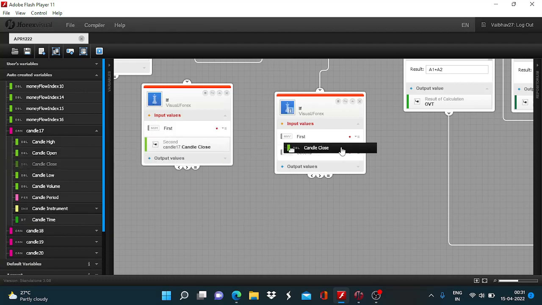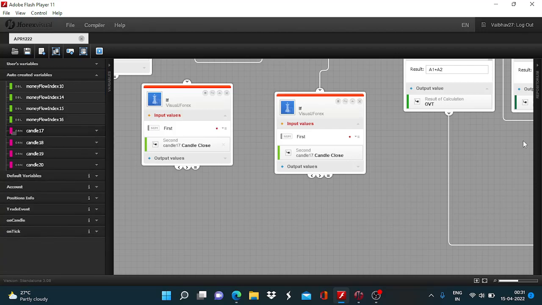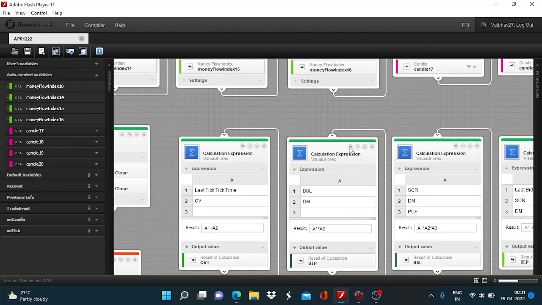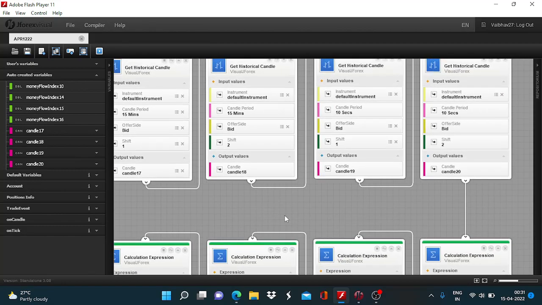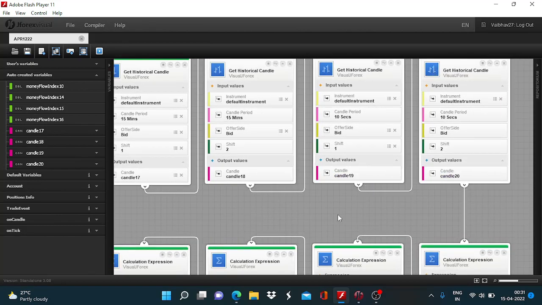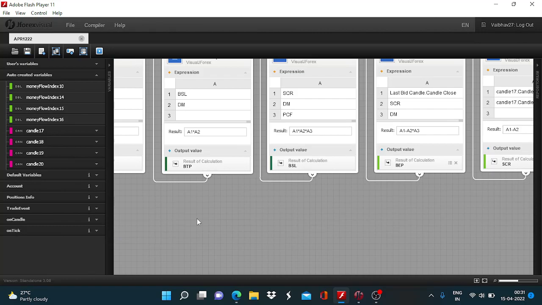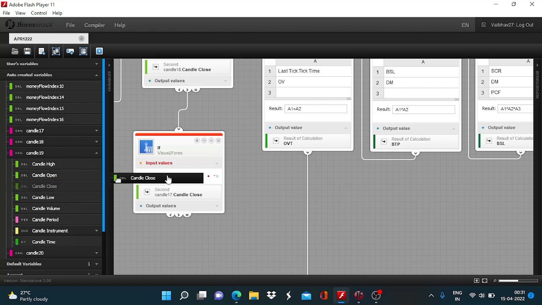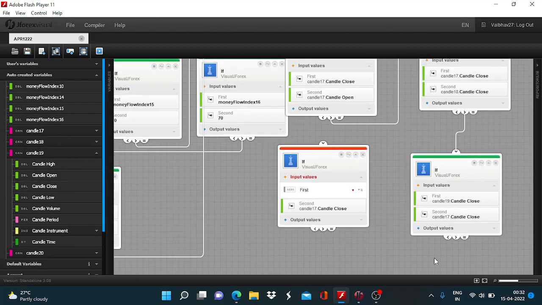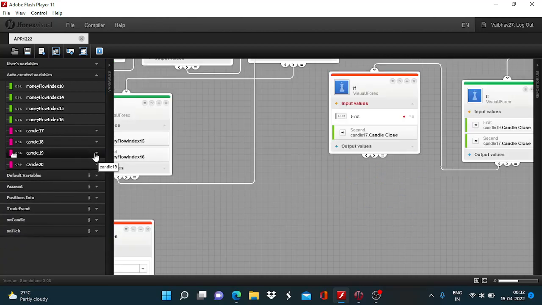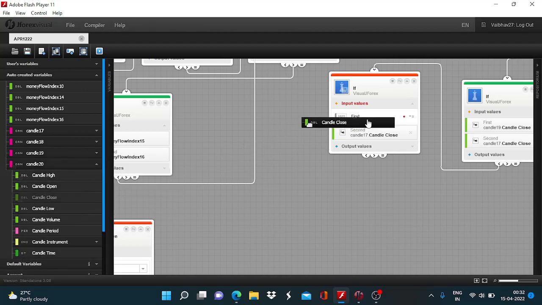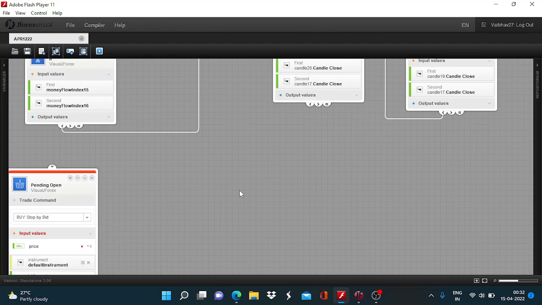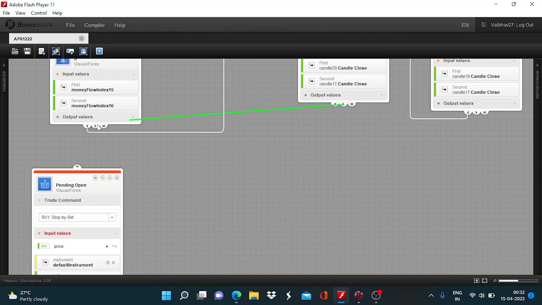Candle 17 candle close will be our common input, which we will compare to the closing values of candle 19 and candle 20, which have the look back period of 1 and 2 respectively. Candle 19 candle close needs to be less, whereas candle 20 candle close should have been higher. Alright, so first input greater than second input.